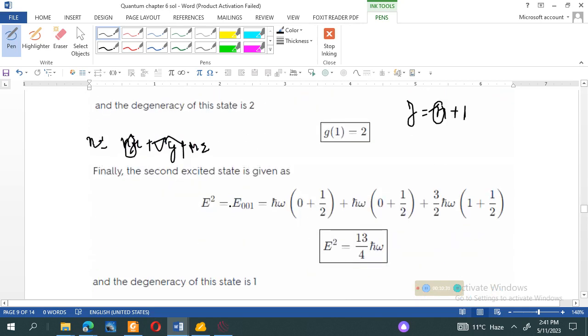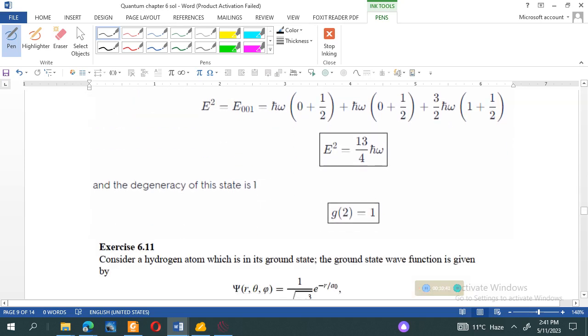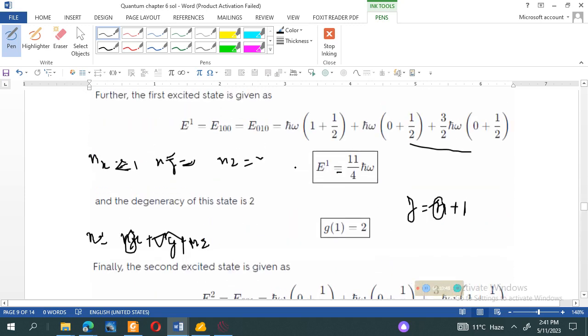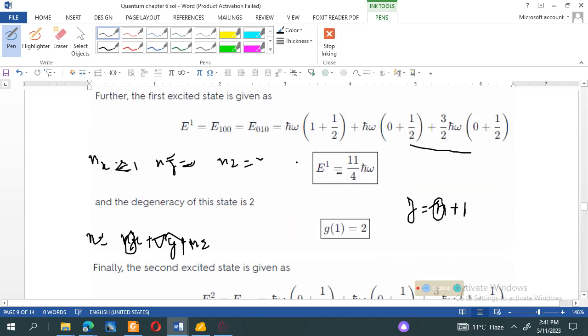Similarly, for the second excited state, we have 0 0 1, so we can find the energy for this. It will be equal to 13 over 4 h cut omega, and this degeneracy will be equal to 1 again. So these were the requirements of the question. I will stop at this point and we'll meet in the next lecture.